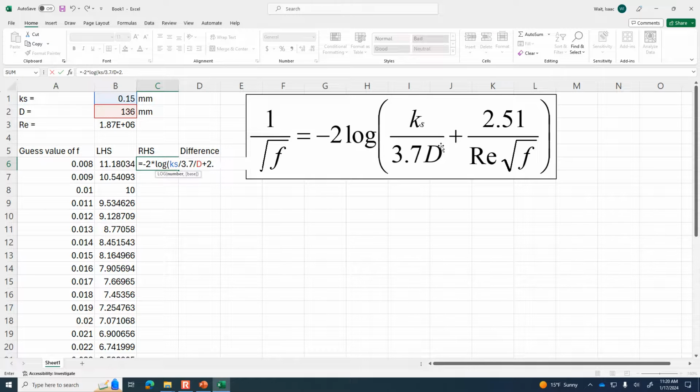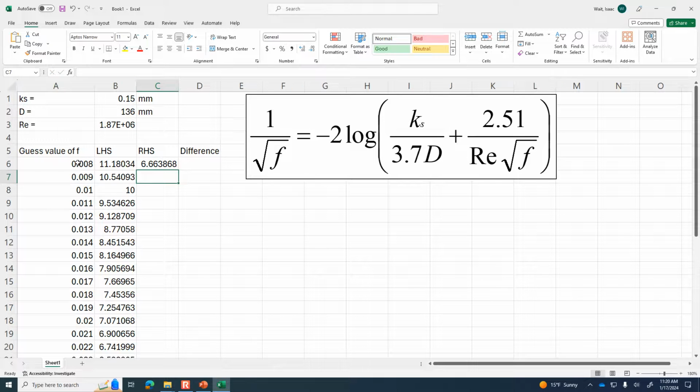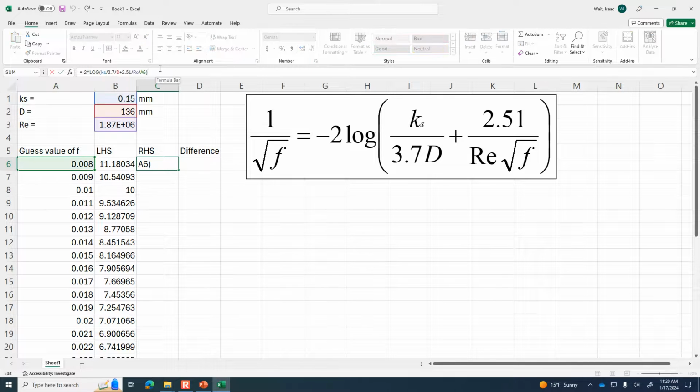Plus 2.51 divided by RE divided by the F value. All right, close parentheses. So the right-hand side of the equation is 7.01. I'm sorry, 6.66. Do you need to square root the F value? Yes, I do. Thank you for catching that.